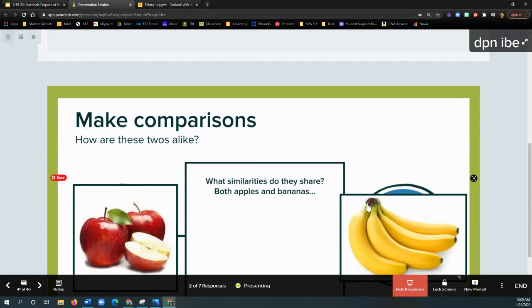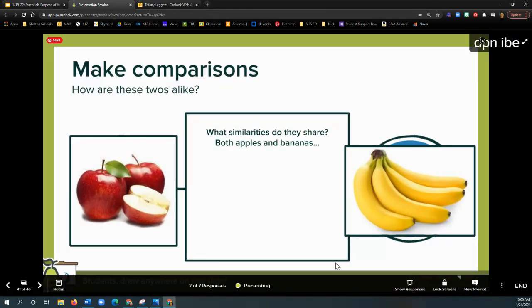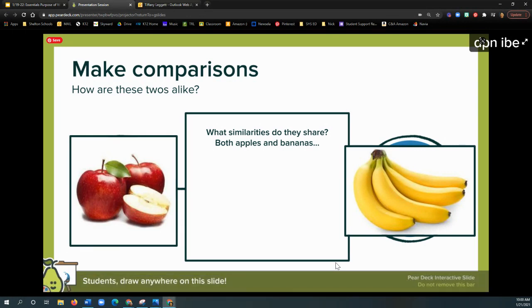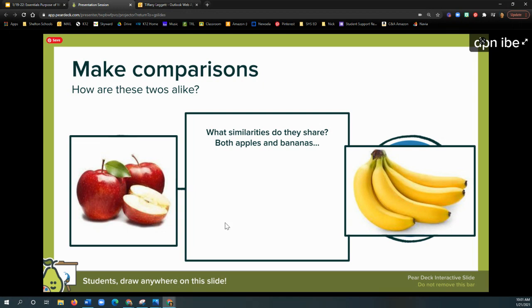Oh, you deleted your response. Well, let's start with the big ones. They're both foods, right? Yes, they're fruits. Thank you. They're both food, and more specifically, they're both fruit. What else? So because they're fruit, what other similarities might they share?